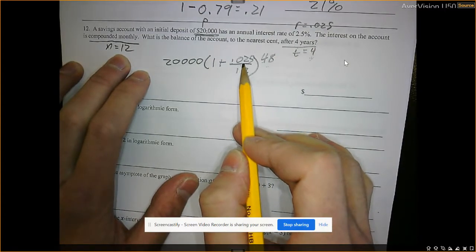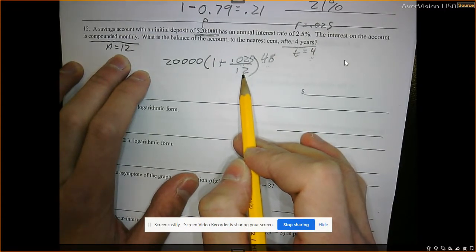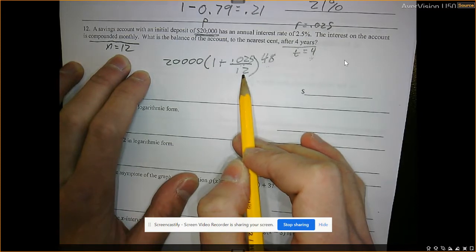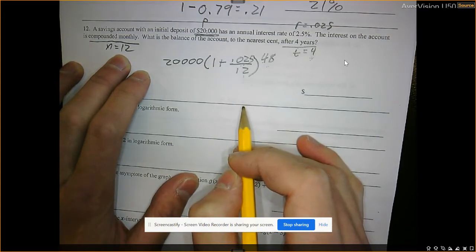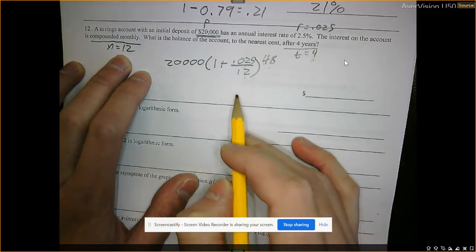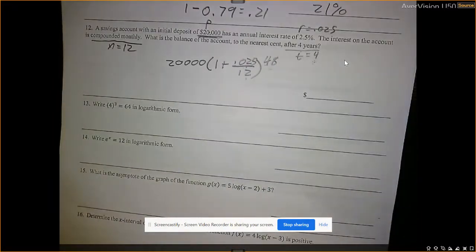So do 0.025 divided by 12, that's about 0.105. Let me make sure that doesn't sound right. Let me do that again. Divided by 12.